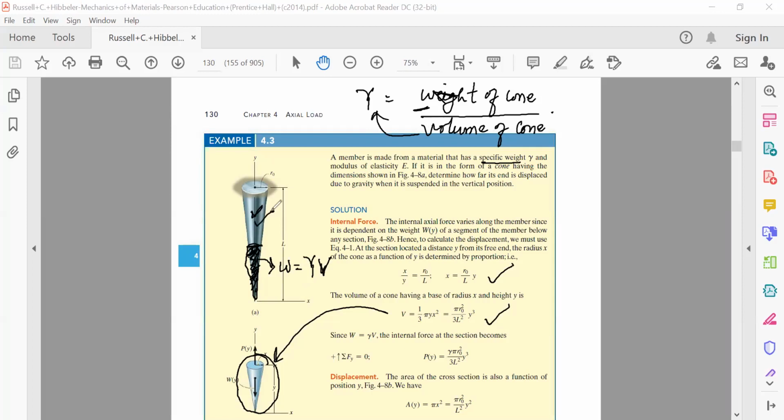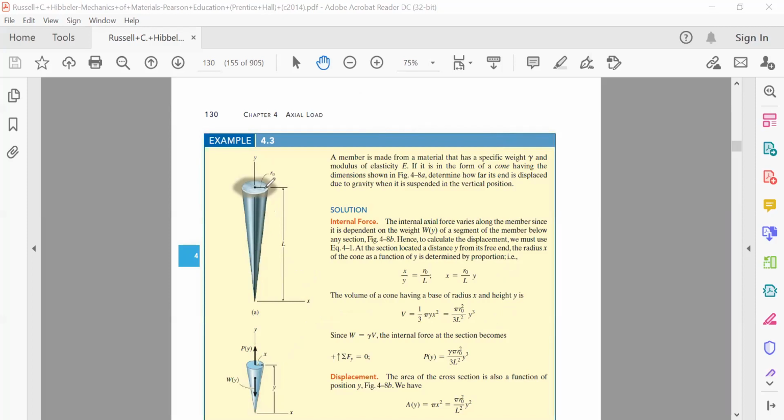So we will write, therefore the load acting, the force exerted, is equal to the specific weight, that is gamma, multiplied by the volume of the section. The volume of the section is pi r naught square divided by 3l square multiplied by y cube. As far as this load is concerned, pi is constant, gamma is constant, r naught is constant, L is constant, but y is variable. Y varies from this end to this end. Therefore your load becomes a function of y.